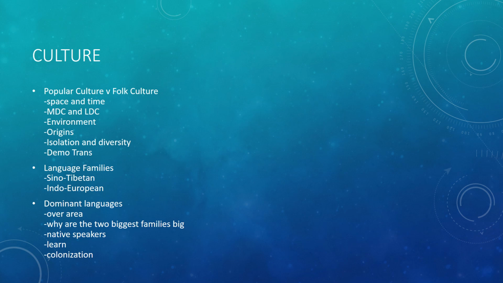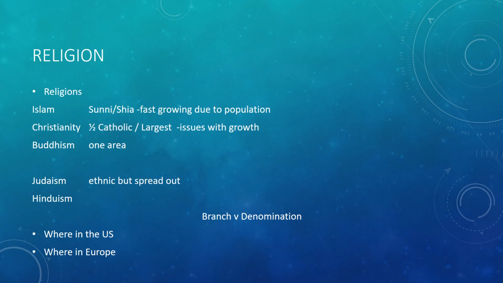Okay, the dominant languages. Over area, English is widespread. A lot of countries have it as special languages. We talked about why the two families are big. Sino-Tibetan is big just because of population growth primarily. Native speakers, Mandarin is the biggest. What language do a lot of people learn, though? That's English. That's the big one. And colonization, the internet, business, all of those are reasons for why it's so big nowadays. Okay. Questions?